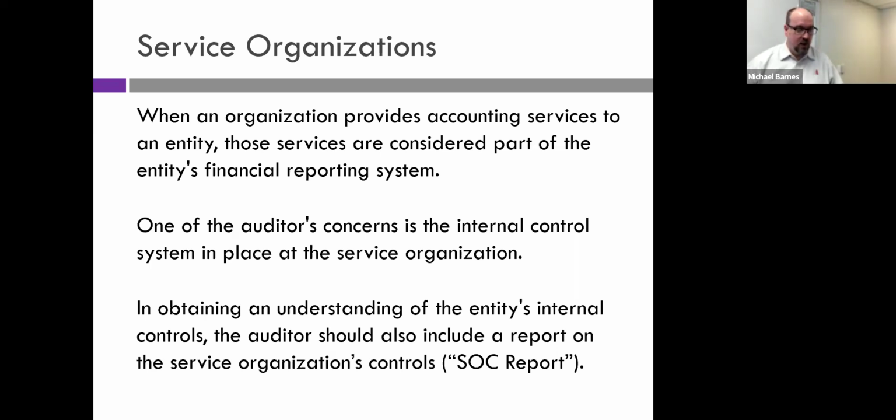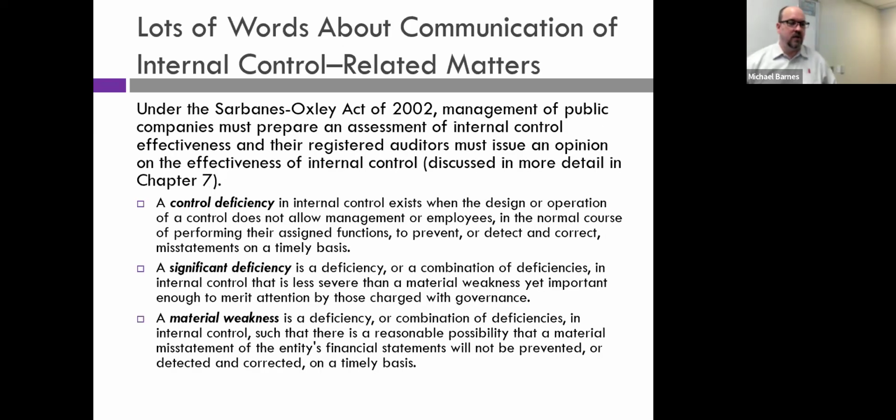All right. So let's go ahead and take a quick look at what we're going to be looking at moving forward into Chapter 7. So under SOX, management of public companies must prepare an assessment of internal control effectiveness, and the registered auditor must issue an opinion of effectiveness of internal controls. Now, I want to make a note of this, okay? This specifically refers to internal controls over financial reporting.